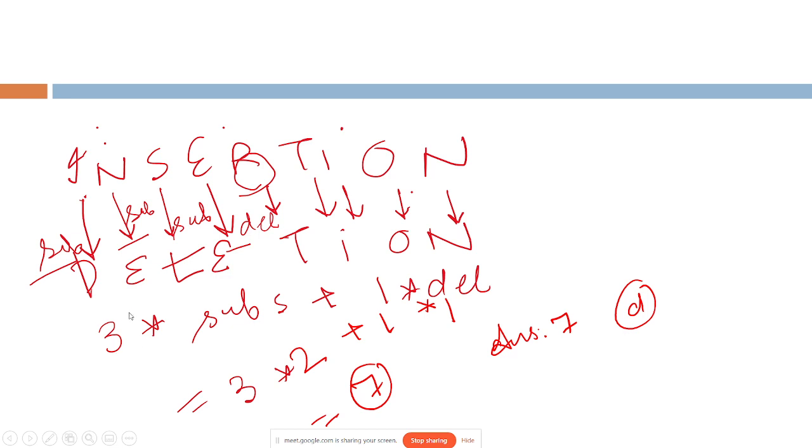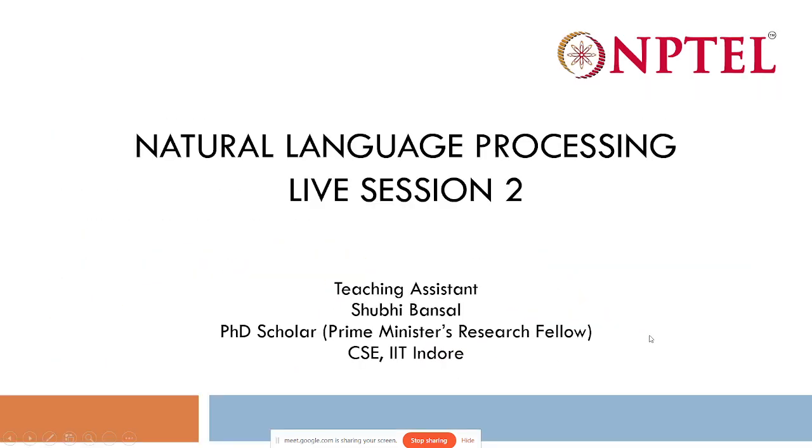The 3 is the number of times you have performed the substitution. And then here, what is this? This substitution is a cost. What will be the cost of one substitution? So that cost is 2. And similarly, the number of times you have performed the delete operation into the cost of deletion. So one is the number of times you perform the delete operation, and this is the cost of deletion, that is 1. So 3 into 2 plus 1 into 1, that amounts to 7. So the answer is 7. That is option D.